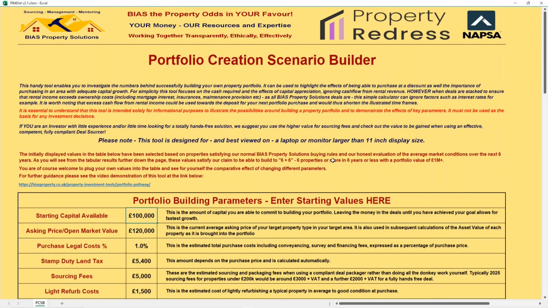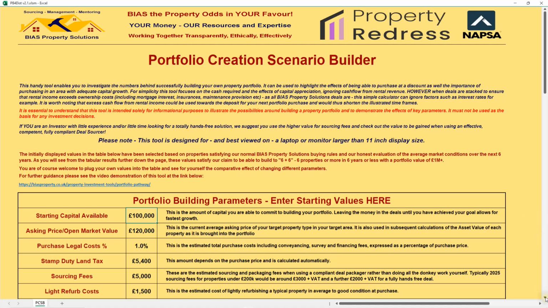First of all, please read and understand the disclaimer. It is essential to understand that this tool is intended solely for informational purposes, to illustrate the possibilities around building a property portfolio and to demonstrate the effects of key parameters. It must not be used as the basis for any investment decision. So it can help inform you, but before you take any decisions, make sure you do your due diligence. Couple of other points to note.